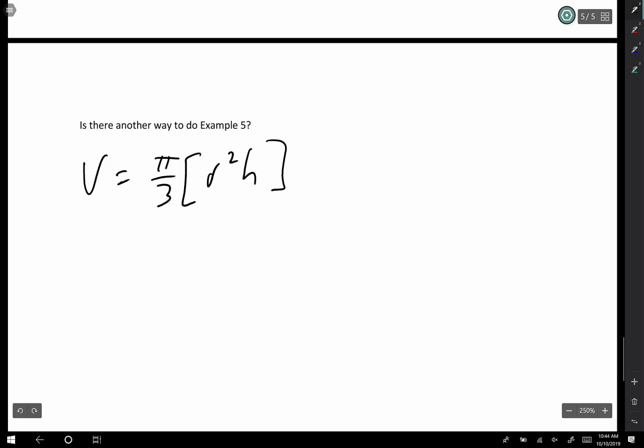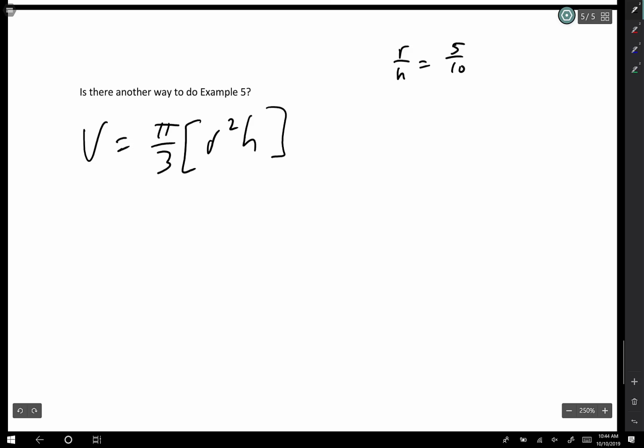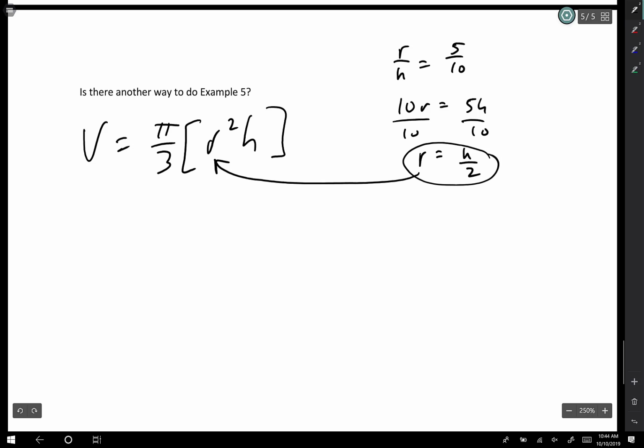Didn't we tell you that r over h equals 5 over 10? So look, right here, I could have just done this. I could have said cross multiply, 10 r equals 5h, and then divide by 10, divide by 10. r equals h over 2. And I could do direct substitution right there. We better get the same answer. It would suck if we don't get the same answer.